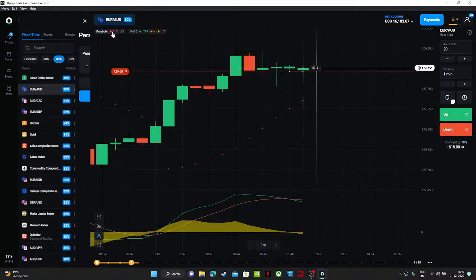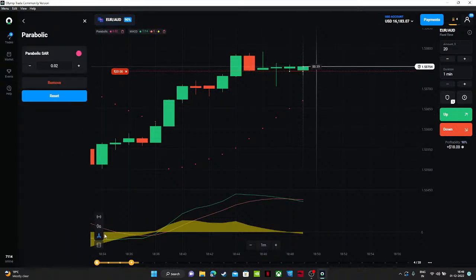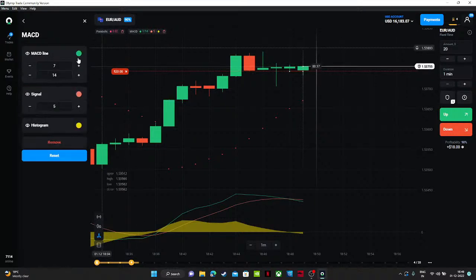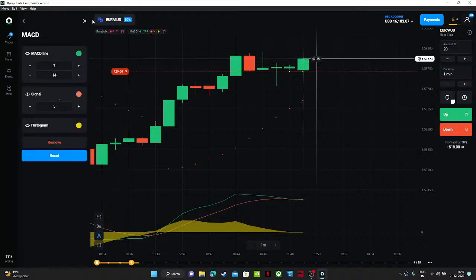See, the parabolic will be with the default value 0.02 and the MACD will be with the values 7, 14 and 5 for the signal line.